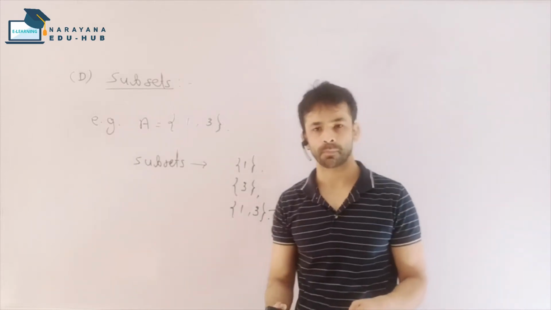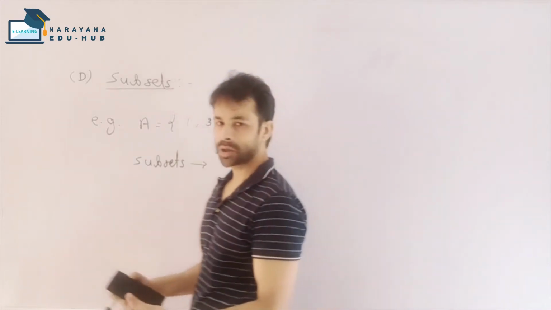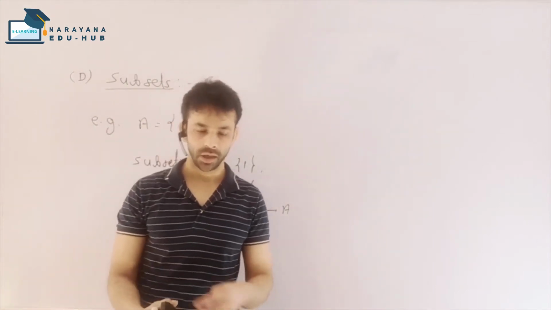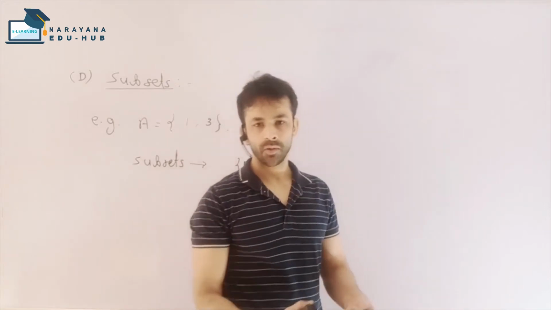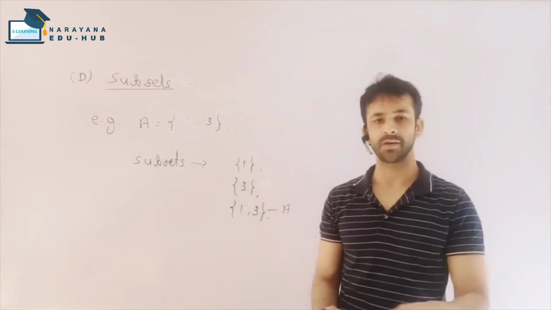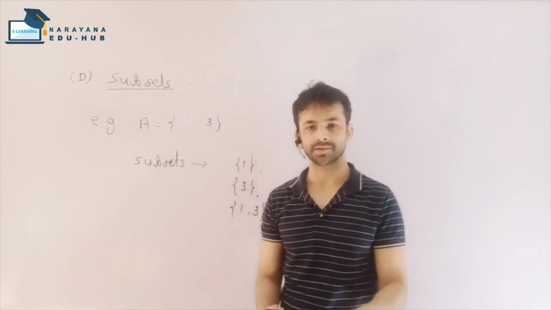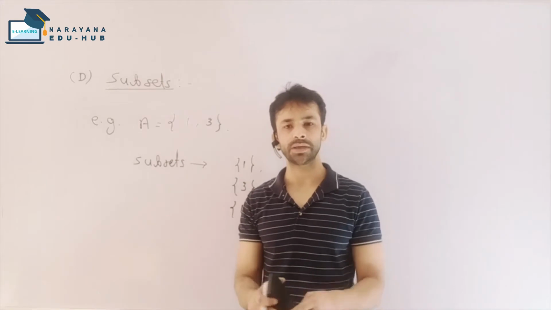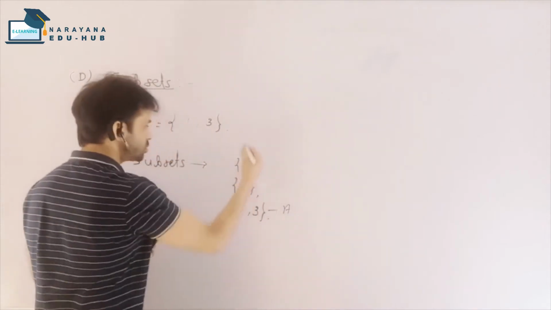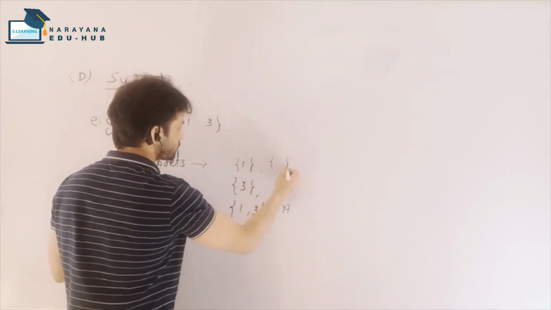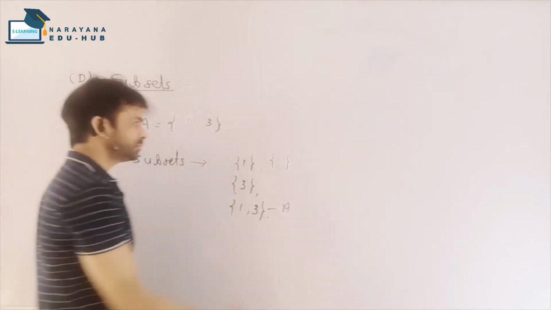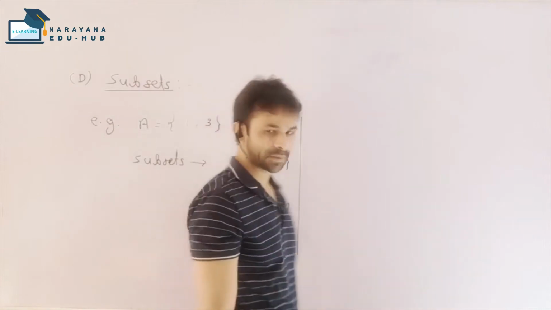And as you must be knowing, we also have a set phi, the null set. To make the null set, we don't need any element. We don't require any element. So the null set is always a subset of any set, because for that you don't need any element. Okay, so the empty set. So these are the subsets. Now I think things are clear to you.